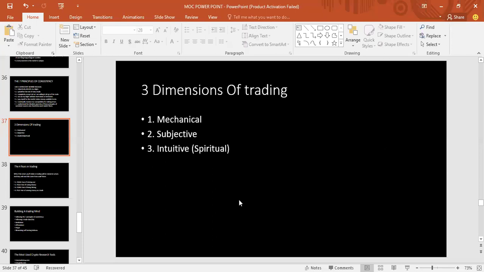Now, what is mechanical trading? Mechanical trading is where you have a fixed trading strategy that you use on the particular account that you're trading. So the strategy might be that, okay, if you're trading, let's say, okay, let me share this.